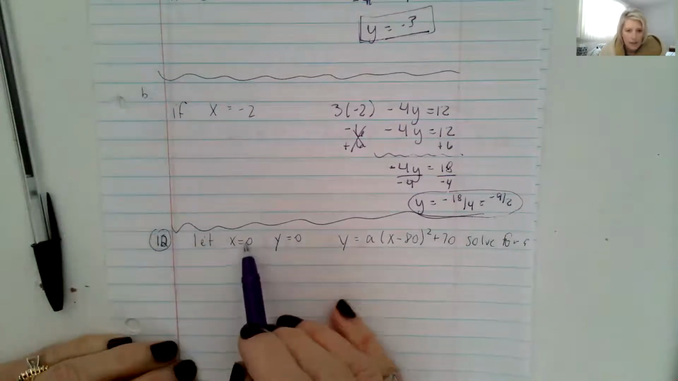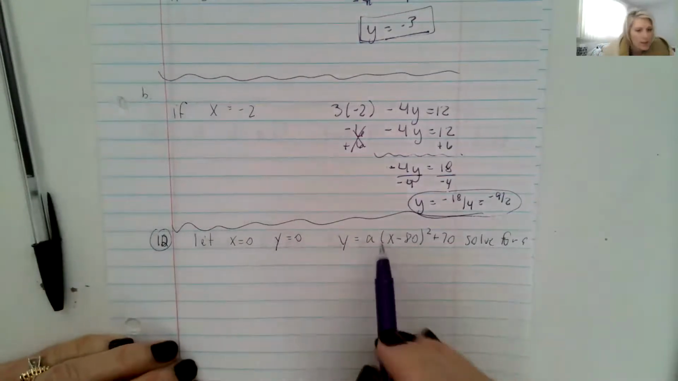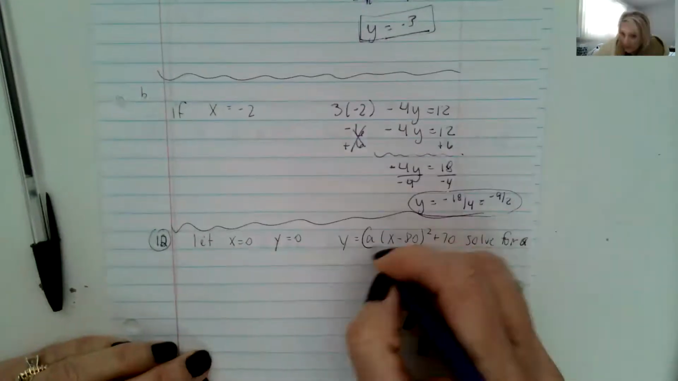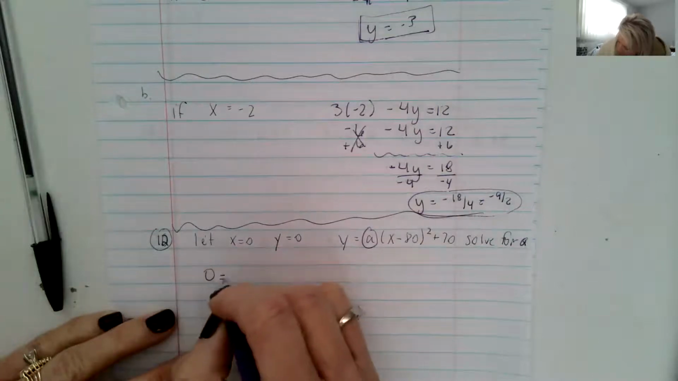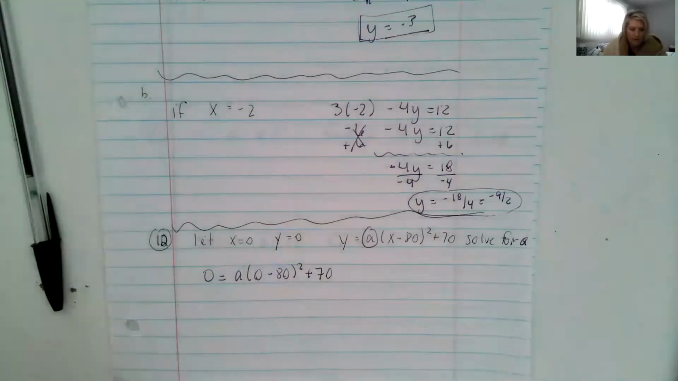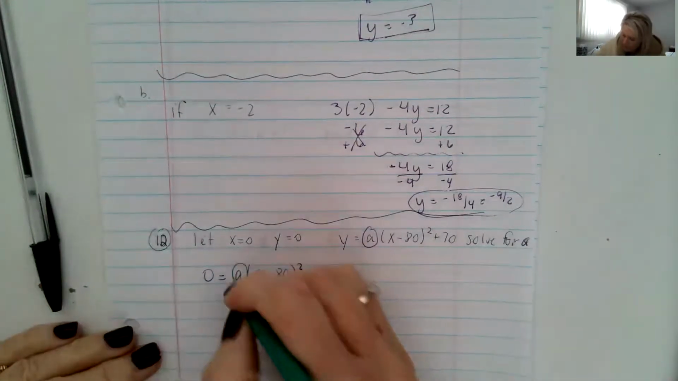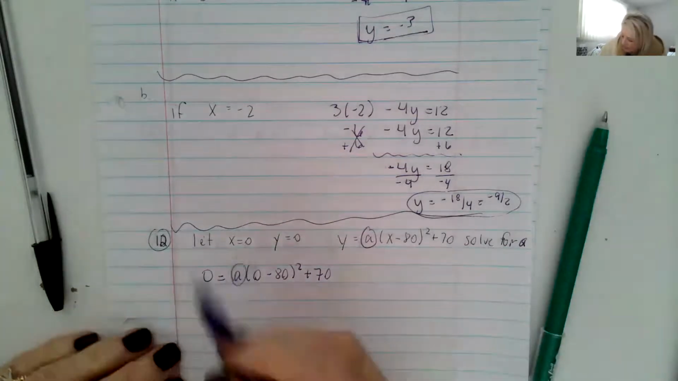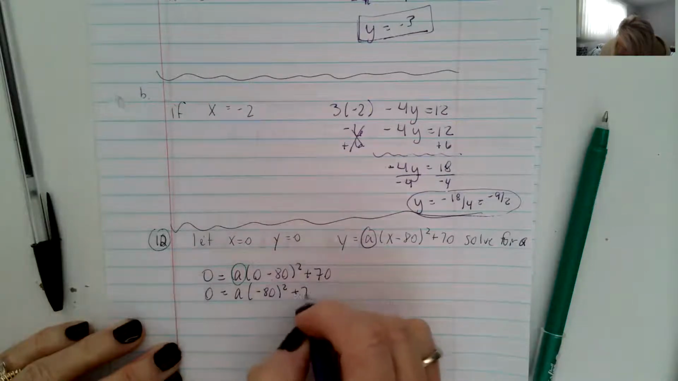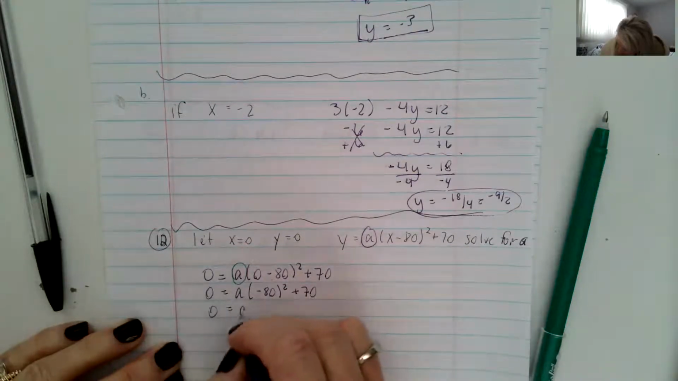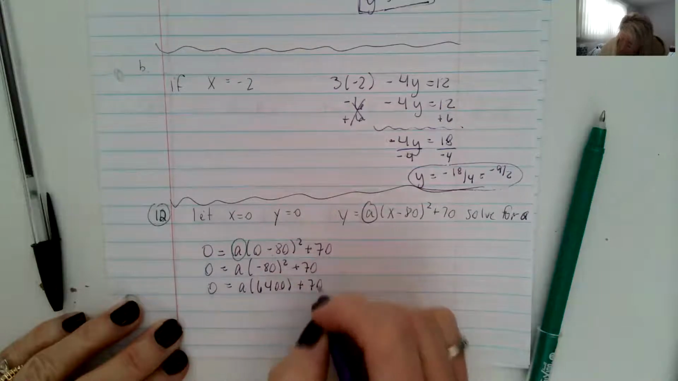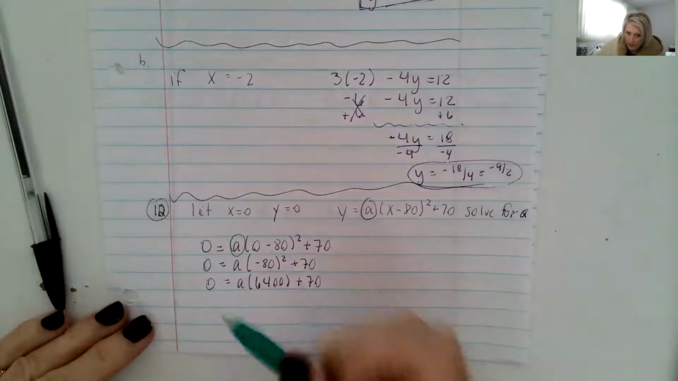Now, number 12 says, let x equal 0, y equals 0. And in this equation here, we want to solve for A, for the letter A, right here. So I'm going to write it when y equals 0, so A and x equals 0. And we want to solve for A. So we have 0 equals A, and then a negative 80 squared plus 70. And negative 80 squared is 6,400, plus 70. And then I'm solving for A.